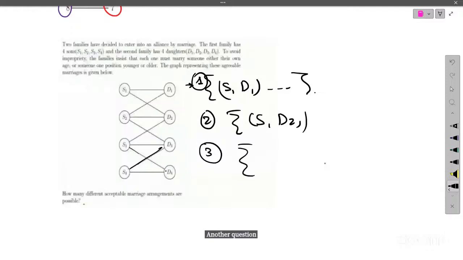This is a simple matching, right? Yeah, it's not related to matching. Does it incorporate perfect matching? Correct. Okay. So here we just have to find out how many ways we can match these elements, right?